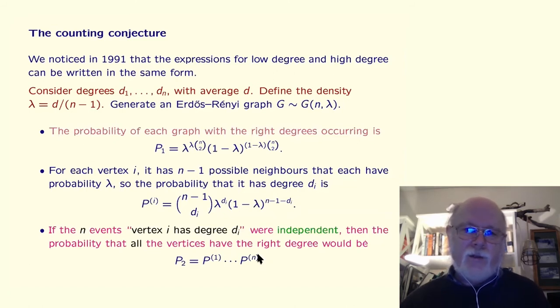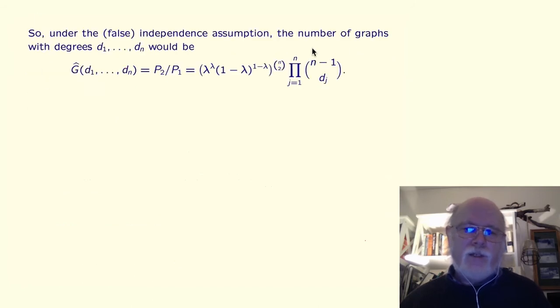So call that P2. Now, under this false assumption, the number of graphs with those degrees is this expression here. And I put the hat on it to indicate this is the number under this false assumption. I call that the naive value. It's P2 divided by P1: the probability of all those events happening divided by the probability of each graph occurring. And that's the number of graphs. And so that's equal to this simple expression here.